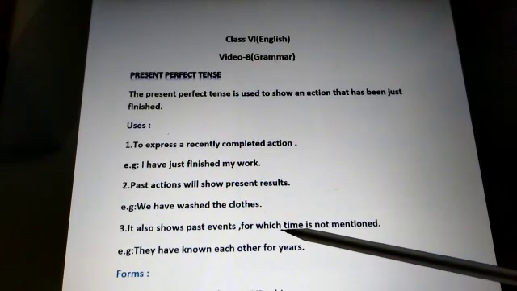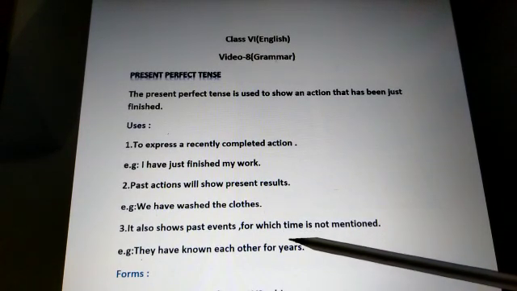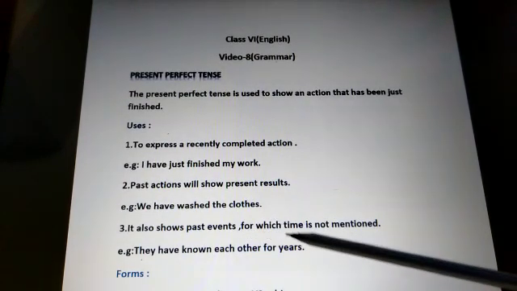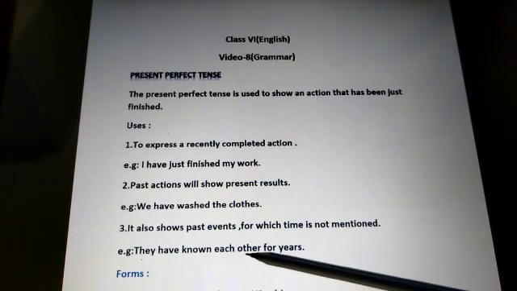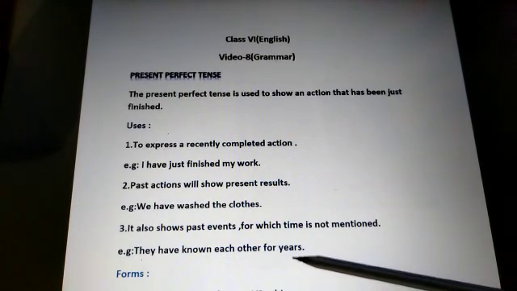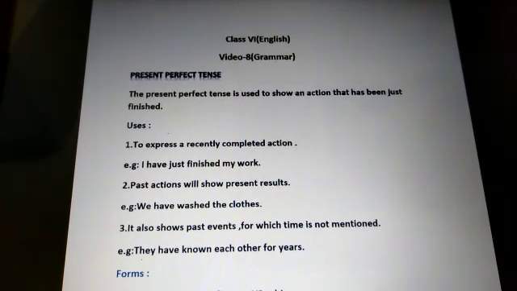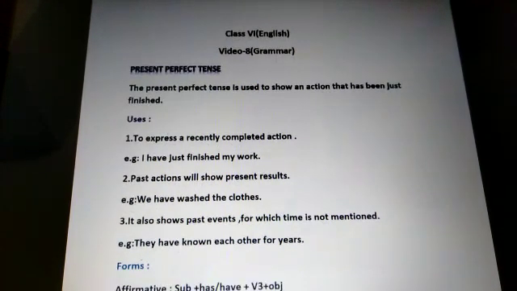Next, it also shows past events for which time is not mentioned. That means something which has happened in the past and for which the time is not actually mentioned. They have known each other for years. This is the third example. So let's now do the forms of the present perfect tense.